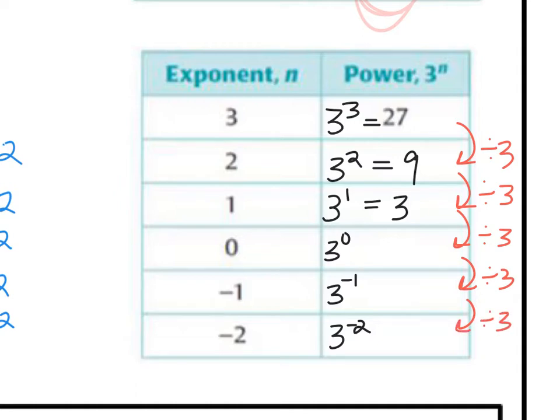Shouldn't have any negative exponents. Or sorry, shouldn't have any negative numbers. I don't want decimals. 3 divided by 3 is what? 1. 1 divided by 3 is 1/3. 1/3 divided by 3? Nice.